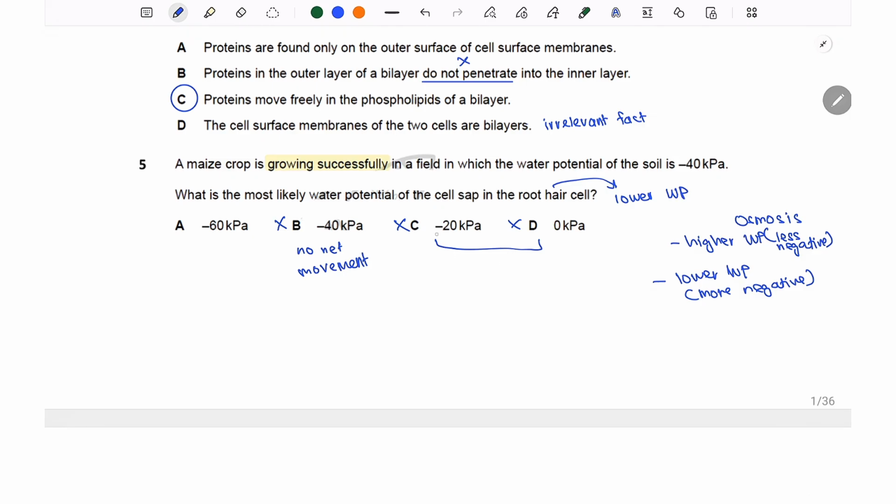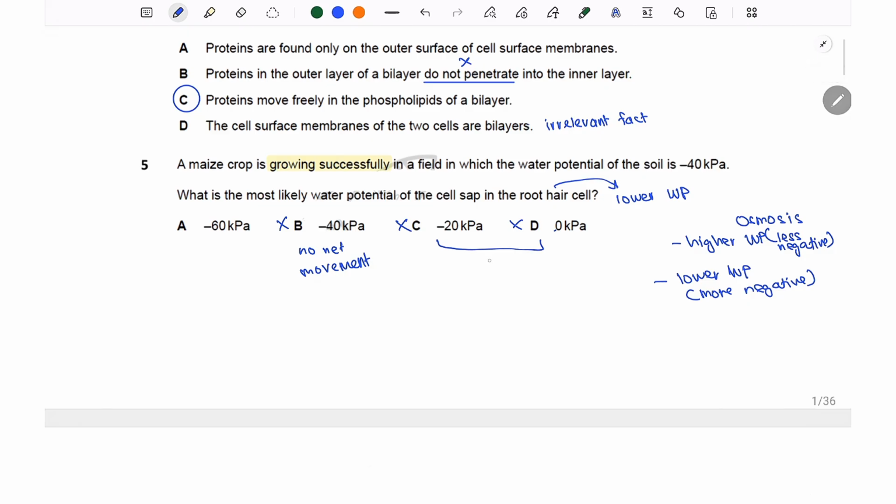So over here, both 0 and -20 are less negative than the one we have for soil, -40. Because it's less negative, then it's higher water potential, so in this case it's higher than the soil's. So if we picked either of these options, the water would move out of the root into the soil. So this is our answer.